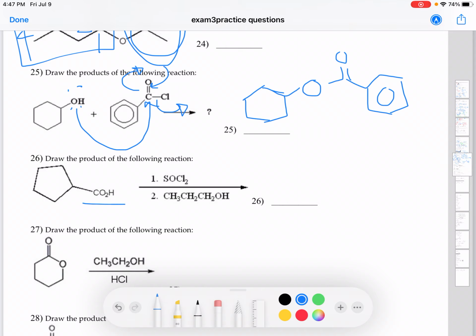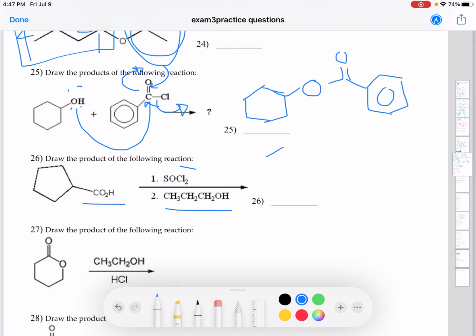Draw the product of the following reaction. So you have a carboxylic acid. You add thionyl chloride. When you add thionyl chloride to a carboxylic acid, that would make an acid chloride, just like the previous one, and then you are reacting with alcohol. Okay.